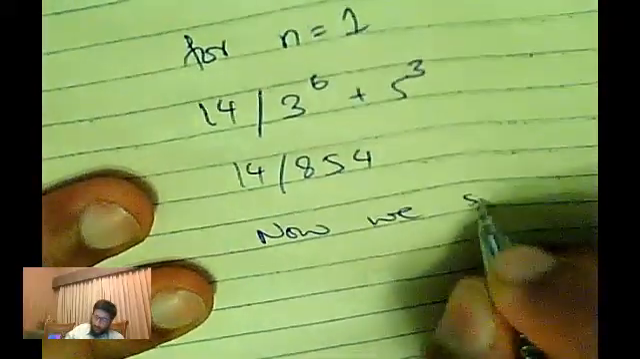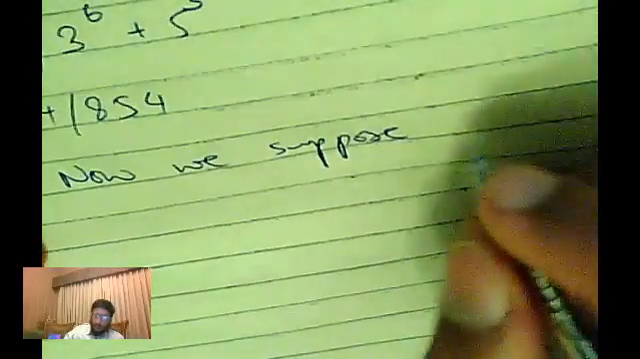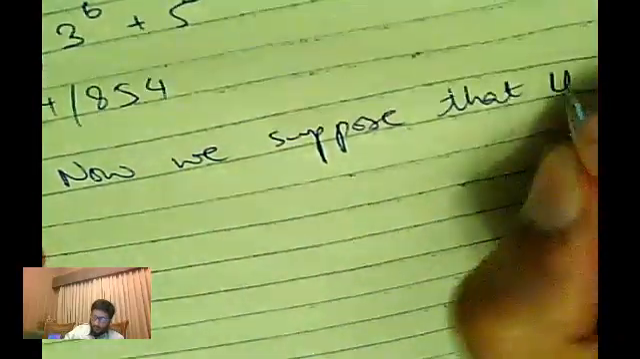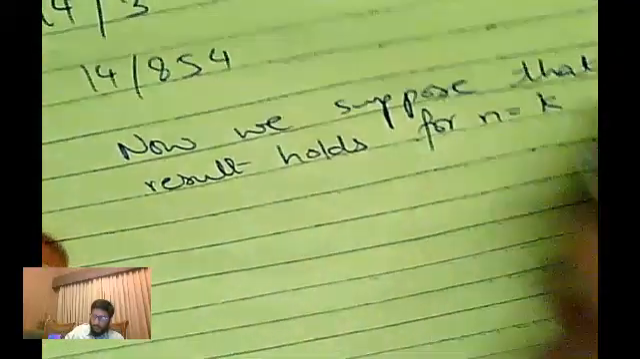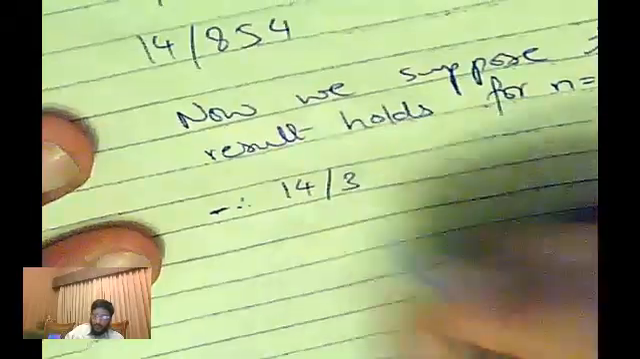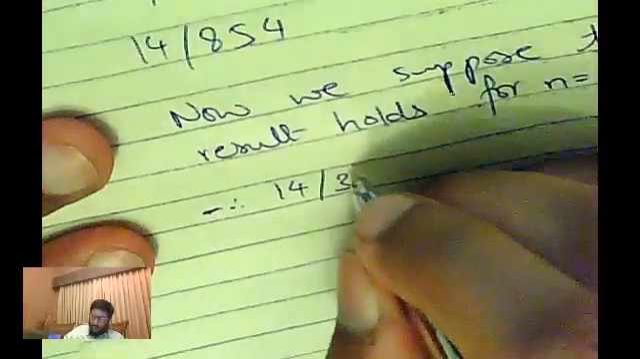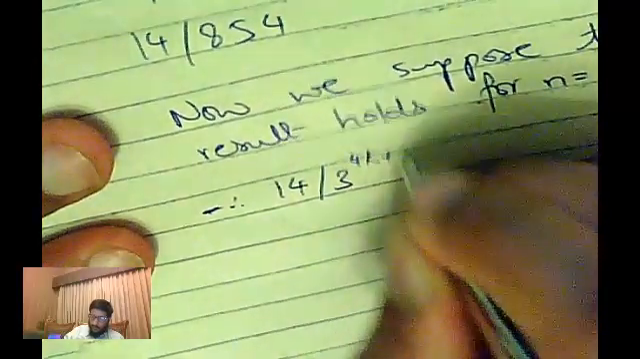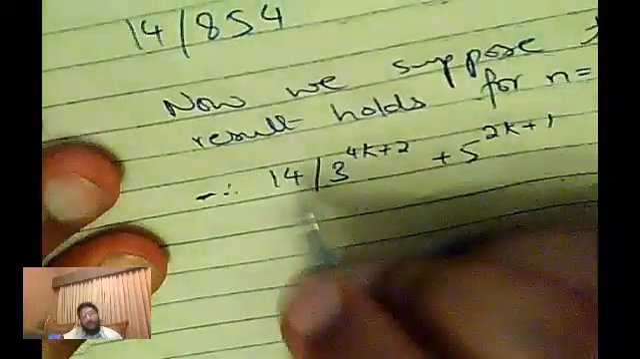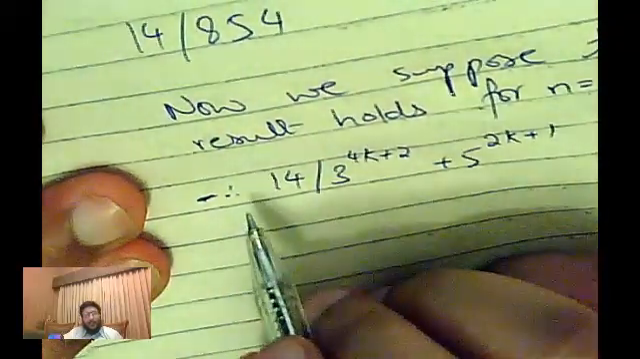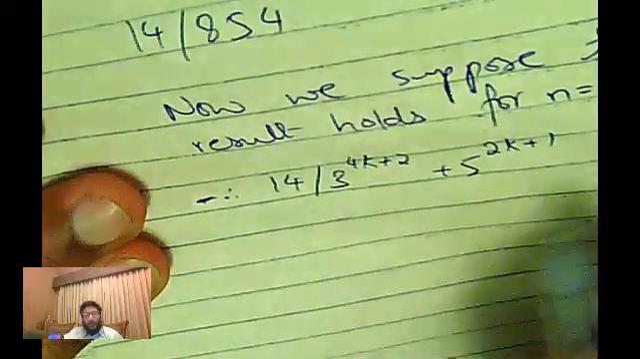Now we suppose that the result holds for n equals k. Therefore, we have 14 divides, just replace n by k, 3 raised to the power 4k plus 2 plus 5 raised to the power 2k plus 1. We suppose that the result will hold for this expression. We name this equation number 1.